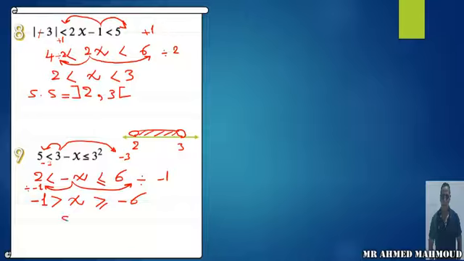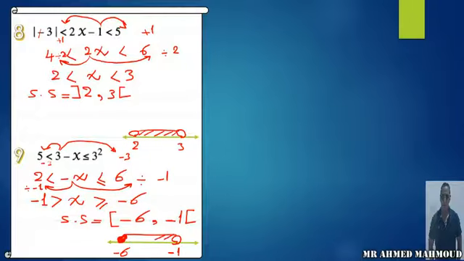Okay, the solution set from the smaller is negative 6, here closed, and negative 1 opened. The number line will be negative 6 closed and negative 1 opened like this.